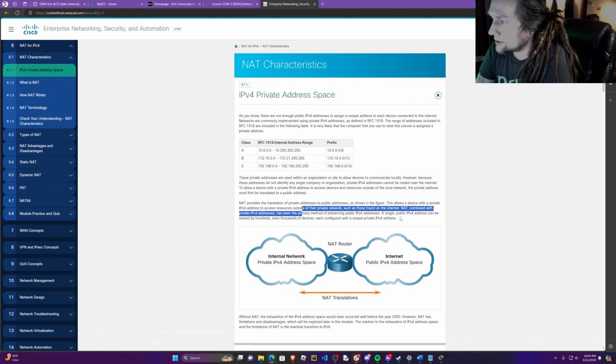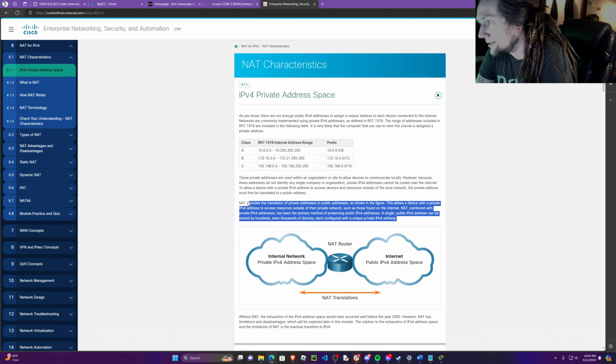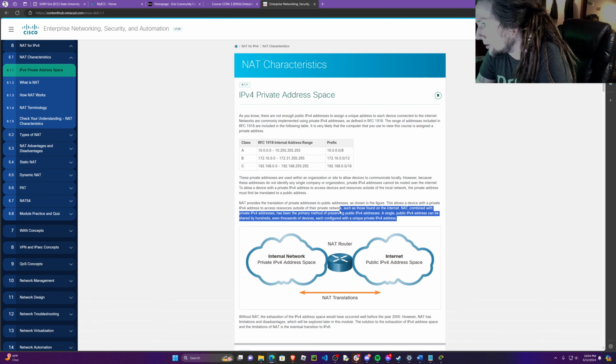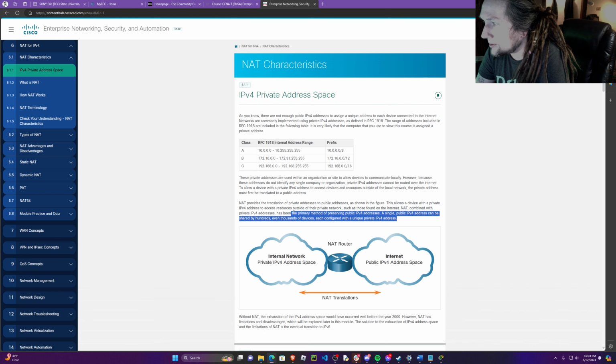All right, so that's where NAT comes in. NAT provides the translation of private addresses to public addresses, as shown in this figure. This allows a device with a private IPv4 address to access resources outside of their private network, such as those found on the internet. NAT combined with private IPv4 addresses has been the primary method of preserving public addresses.